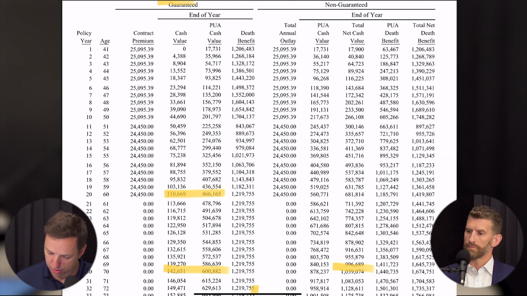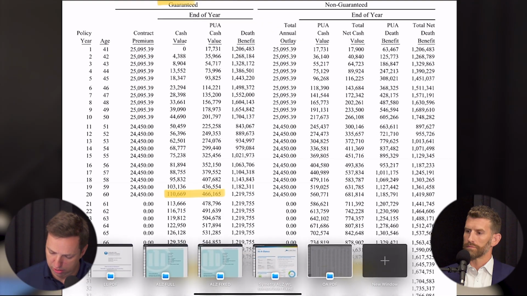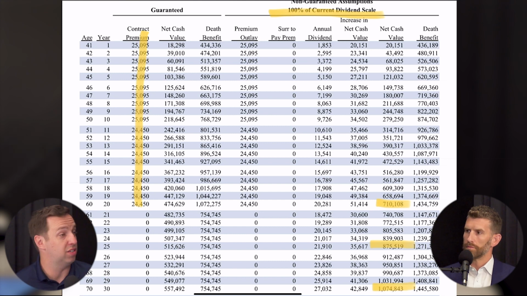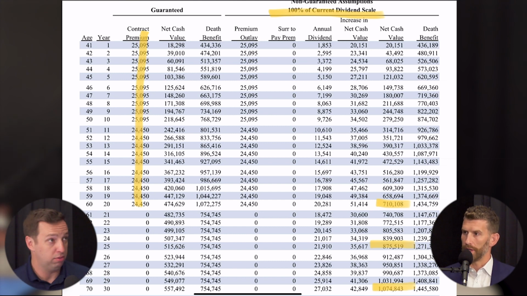But let's look at the other policy that we discussed. So Aaron, when we look at the Lafayette Life policy, it's a similar story, but the cash value is a little bit stronger on the current side. When we look at the 100% of current dividend scale, in year 20, we have $710,000 in cash value. Again, it's the same premium schedule, 20 years of payments. In year 25, $875,000. In year 30, $1,074,000. Pretty close to the One America policy.